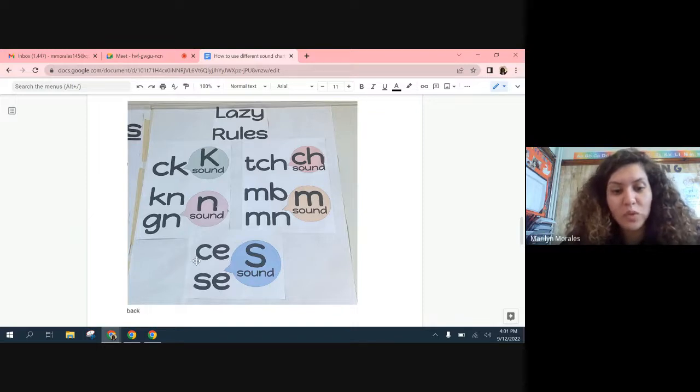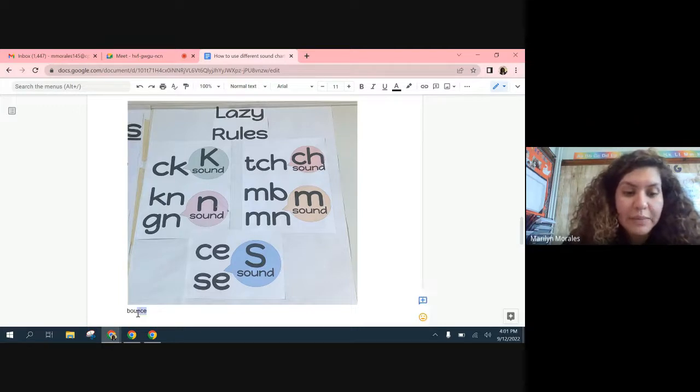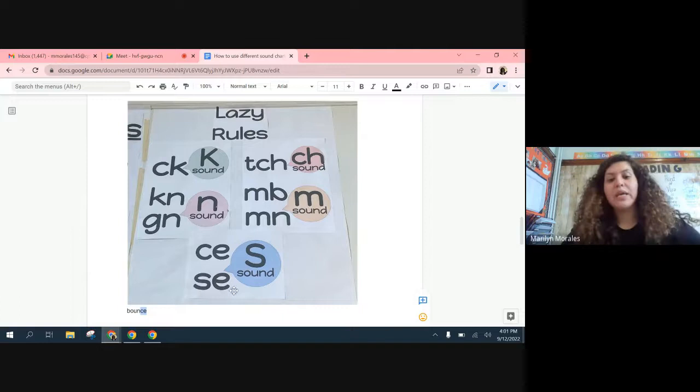And then we have this one. This one, when we have the CE, you hear S. And when you have the SE, you hear S. Like, for example, in the word bounce, they learn eventually that the CE just says S, which would make sense because in bounce, you don't hear a C sound in there. You just hear an S, and that's where that lazy rule comes in. They're not saying the C nor the E. They actually just assume a different sound altogether, and they say S. So that's how you use the lazy rules.